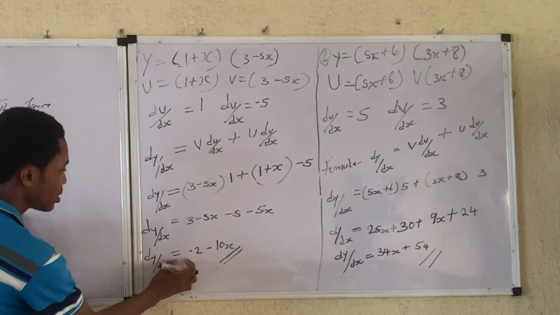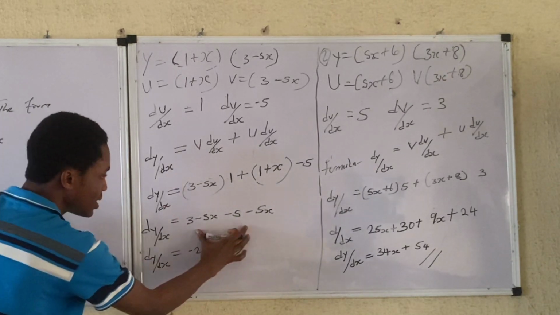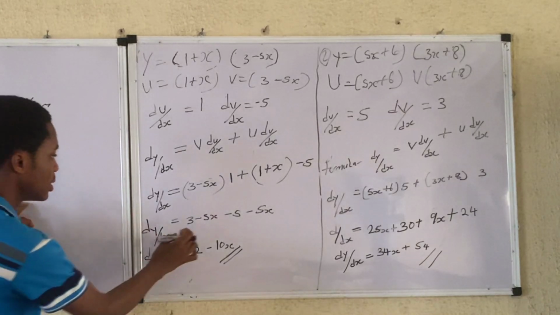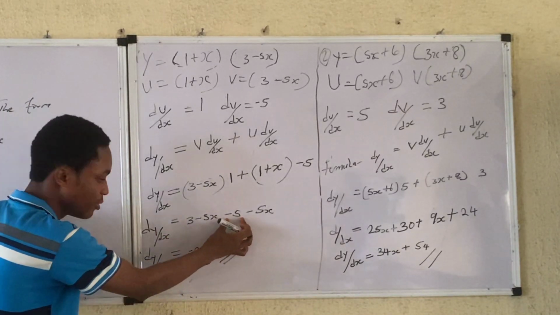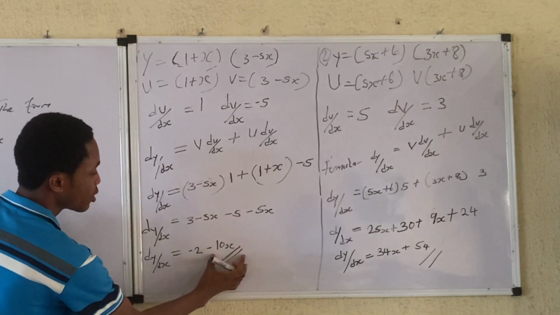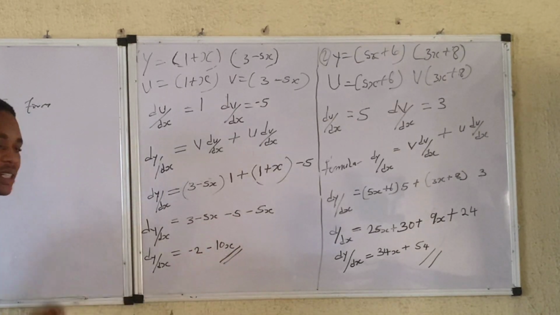Now, dy/dx equals, at this point, we collect like terms. 3 minus 5 will give you minus 2. Minus 5x minus 5x will give you minus 10x. So this is the answer for this question.